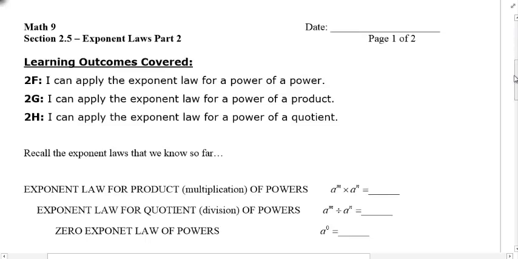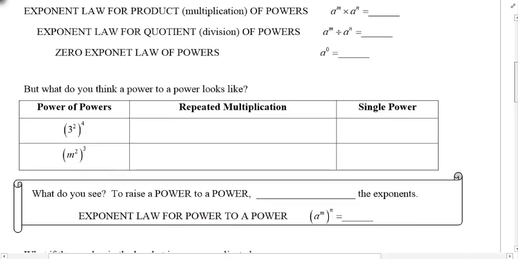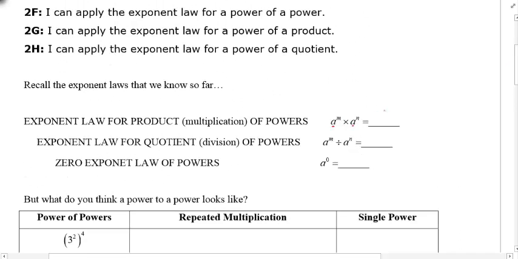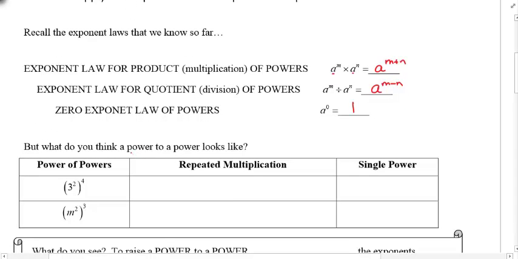Let's just do a quick review of the exponent laws you know so far. And I think those would be these ones here. The product, remember multiplication? Bases are the same, we add the exponents, right? How about the quotient? Yes, when the bases are the same, we subtract the exponents. And just as a quick review of the exponent law of 0, anything to the power of 0 is just equal to 1.